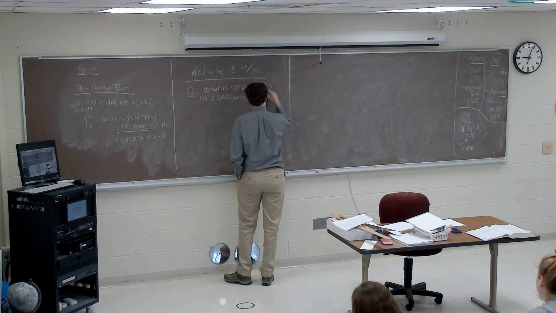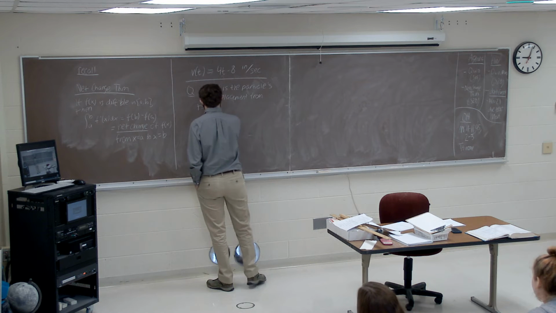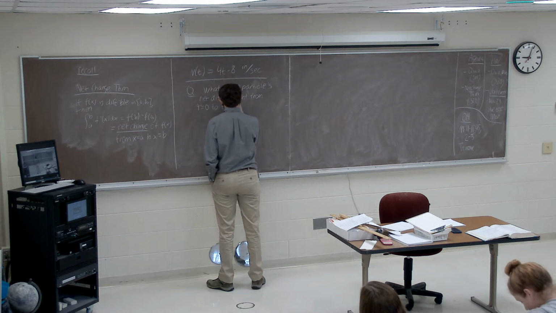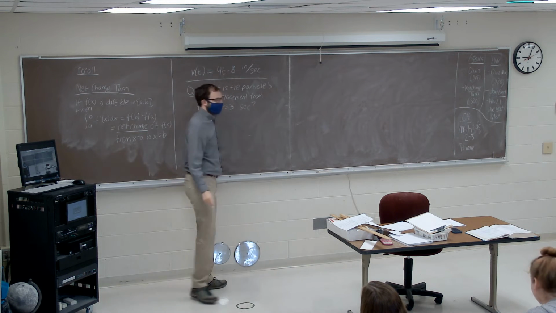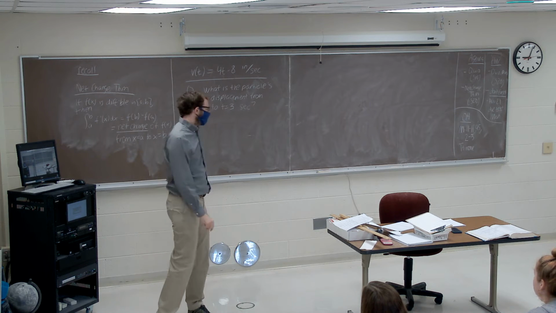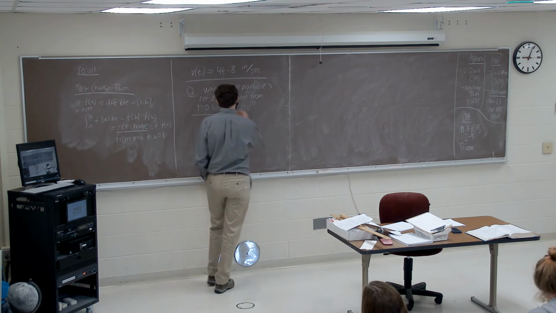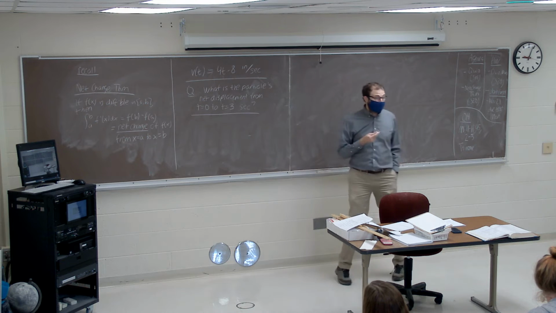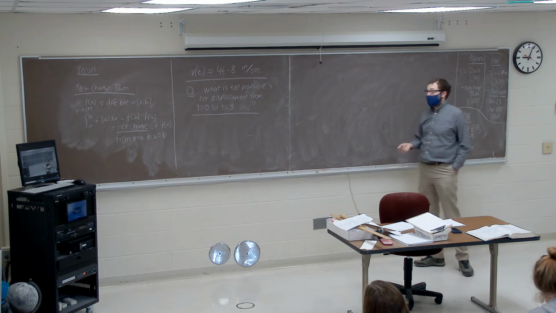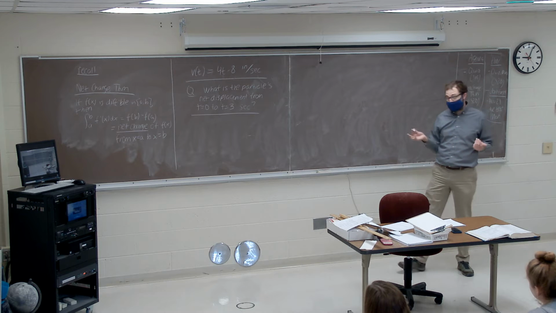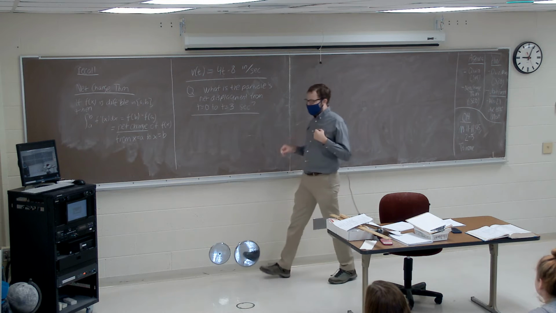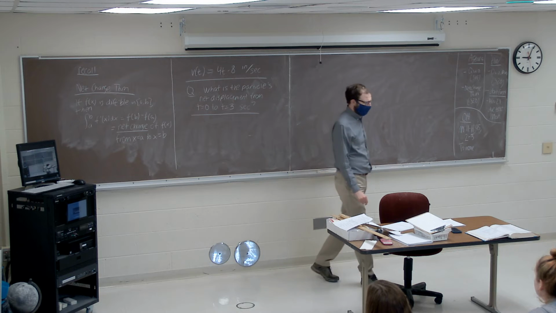From t equals 0 to t equals 3 seconds. So in this scenario, we have a particle, and we know what its velocity is at any given point in time. It's given by this 4t minus 8 formula.